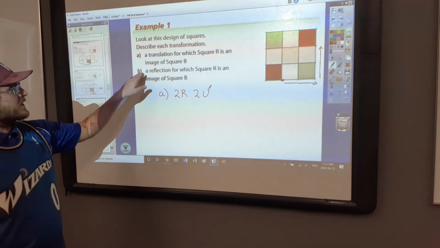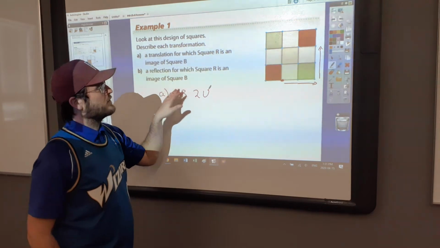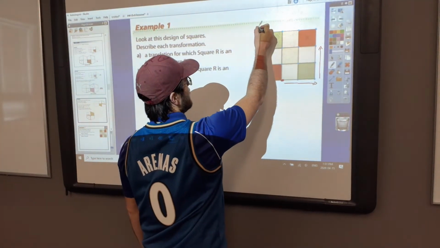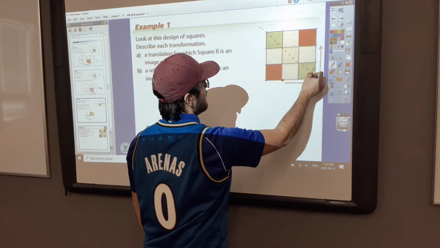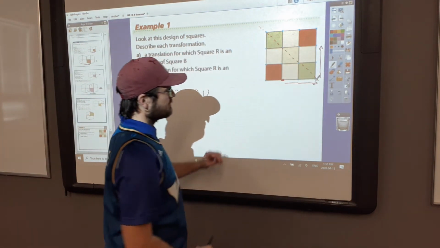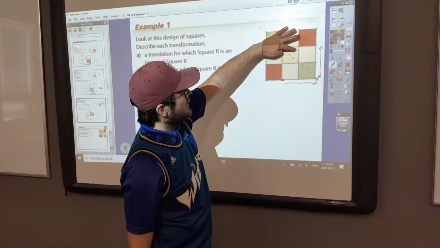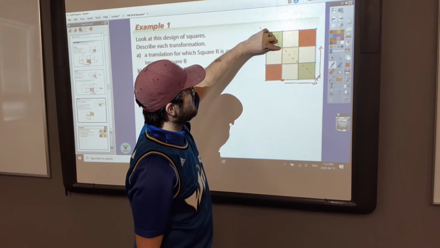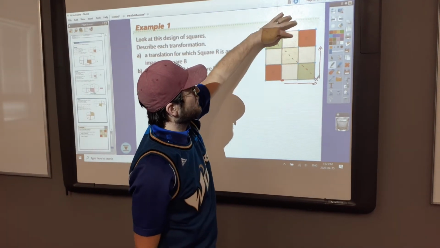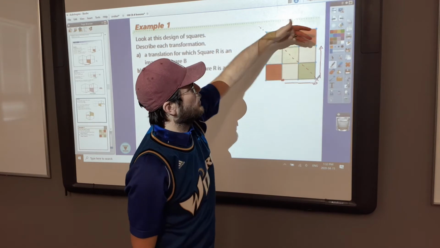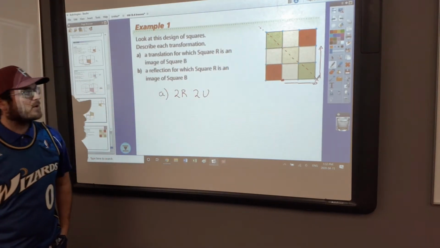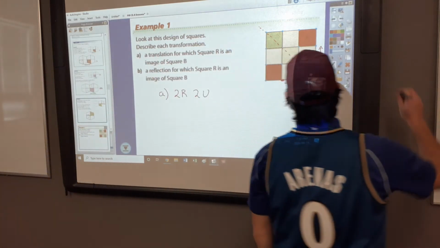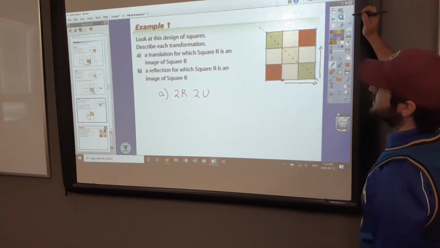Okay, a reflection for which square R is an image of square B, so you would have to reflect somehow, so it should be fairly obvious that you're reflecting along a diagonal line. Notice in any reflection, if this is kind of half a square away from the reflection line, so should this one be. This is a full diagonal square, then it should be a full diagonal square to get to the same point on the other side, and that should be true for all parts of the shape. Okay, so it's along the diagonal line there in B. Okay, so that's a translation and a reflection.